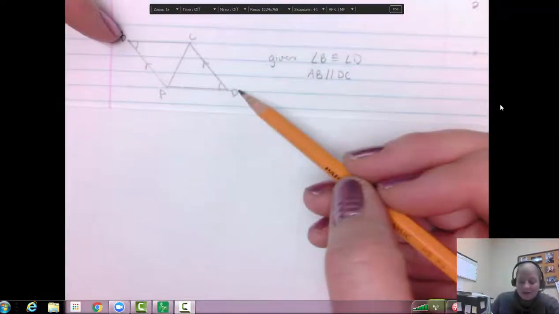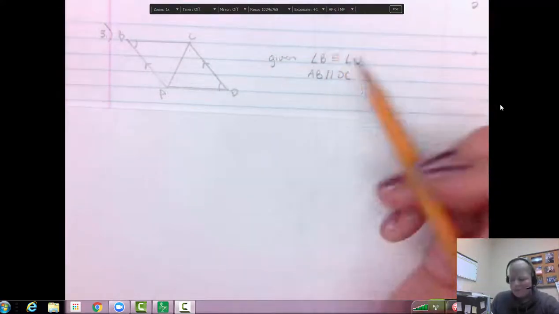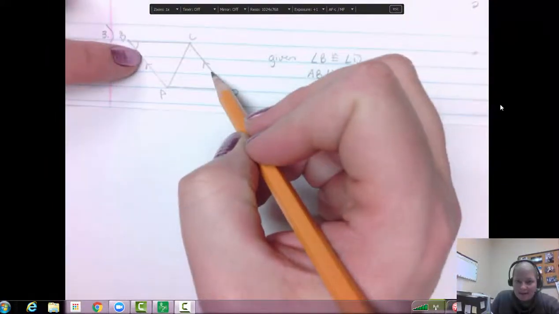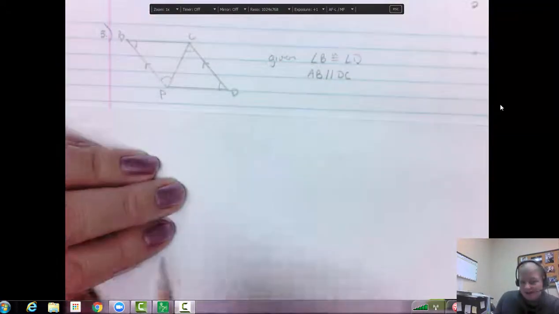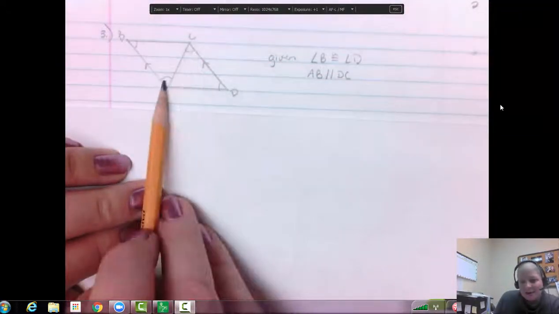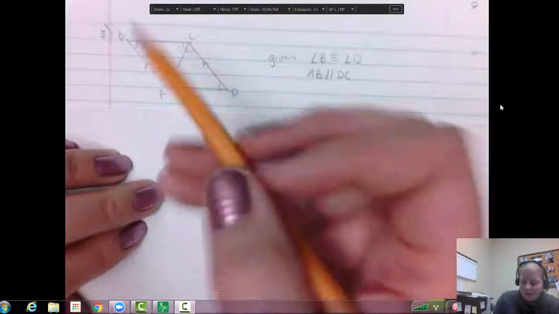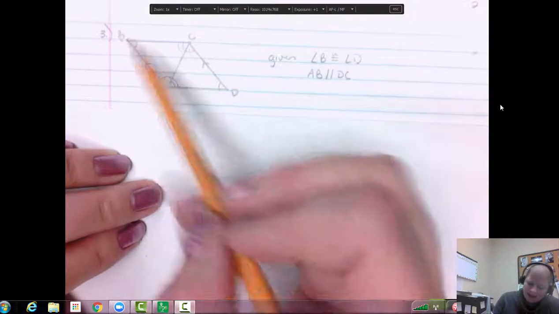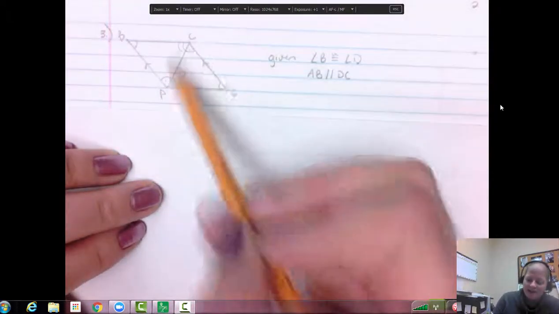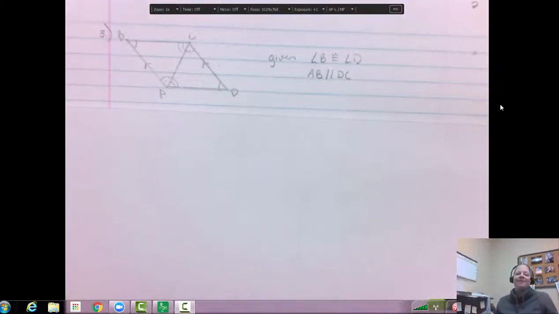So we were given that B and D are congruent, and we're given that these two lines are parallel. So let's look at what we know. If these two lines are parallel, then this angle here has to be congruent to this angle here because they're alternate interior angles, and as well this angle is congruent to this angle. We know this side is congruent to itself, so we can see that we have angle, angle, side. Angle, angle, angle is not congruent. Angle, angle, angle means they have to be similar, but they don't have to be congruent. You need a side in there.